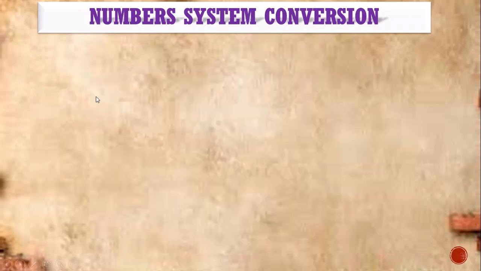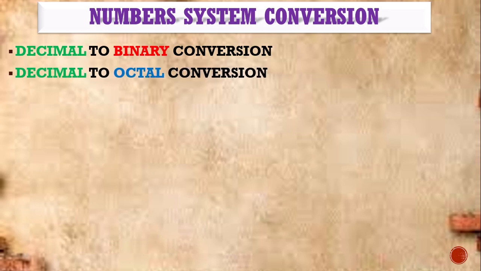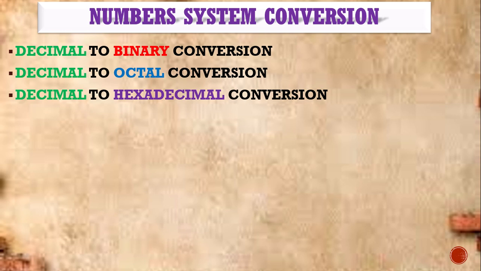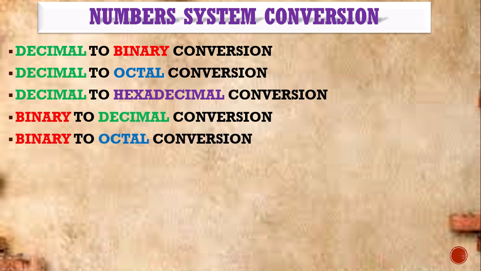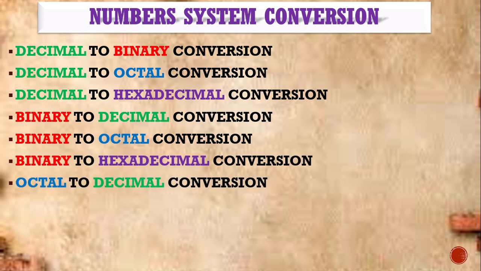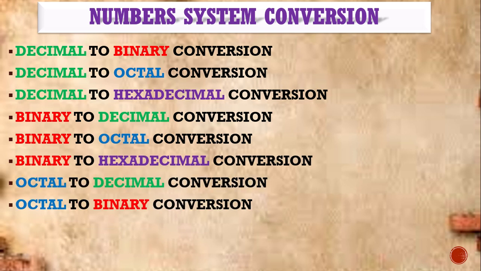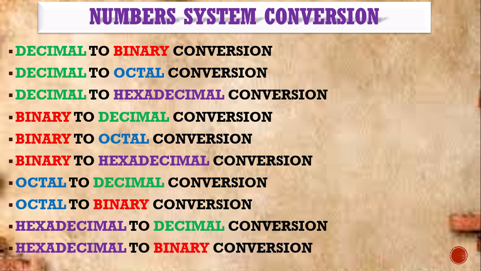The next one, number system conversions. There are different types of number system conversions. So you can convert a decimal. You know what is decimal? 0 to 9 is the decimal number. We can convert decimal to binary, decimal to octal, decimal to hexadecimal, binary to decimal, binary to octal, binary to hexadecimal, octal to decimal, octal to binary, hexadecimal to decimal, hexadecimal to binary.